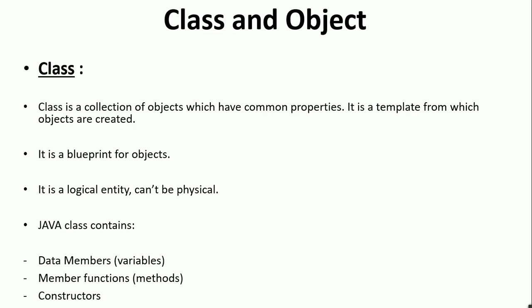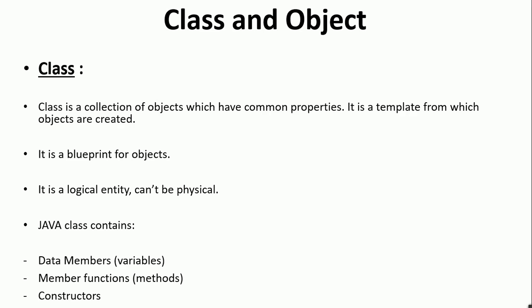So class is a collection of objects which have common properties, and it is a template from which objects are created, or you can say it is a blueprint for objects. It is a logical entity, can't be physical, and a Java class contains three things. First is data members, which are variables, then member functions, which are methods, and then constructors.